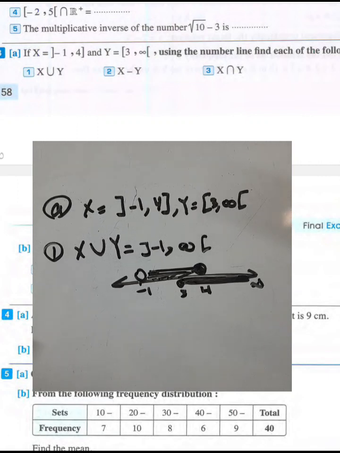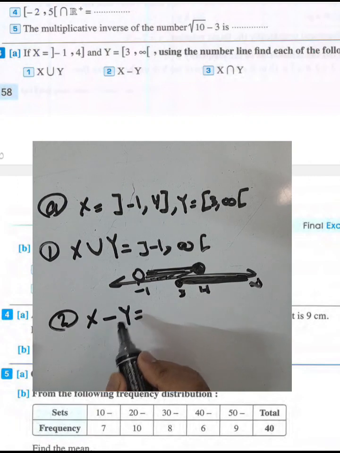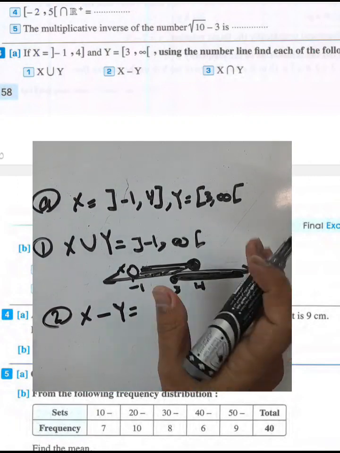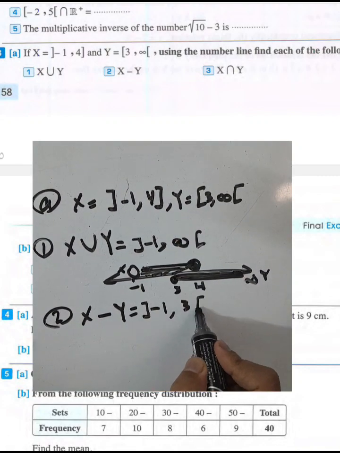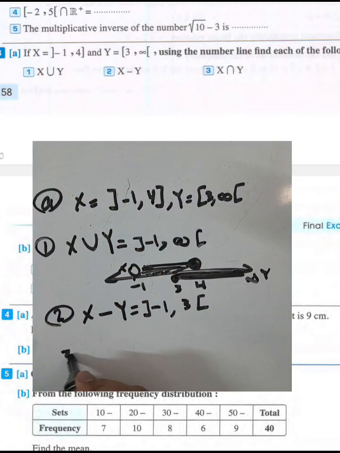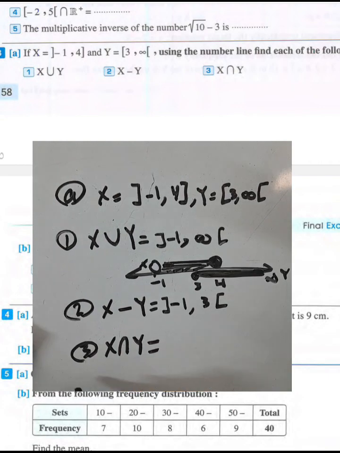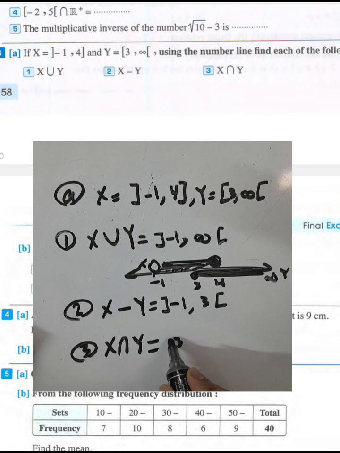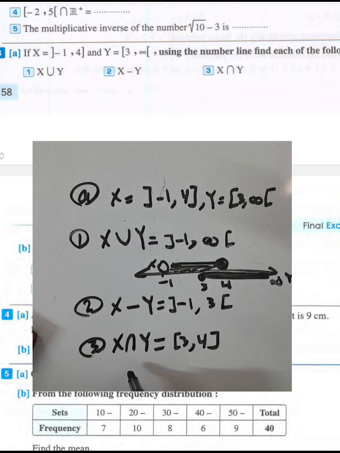Question number 2. You want to find x difference y. We can cancel y from x; the first is x and the second interval is y. Cancel this. It will be from -1 open to 3 open, because we cancel 3 here. Question number 3. x intersection y: the intersection of x and y is 3 and 4, 3 closed and 4 closed. Okay.